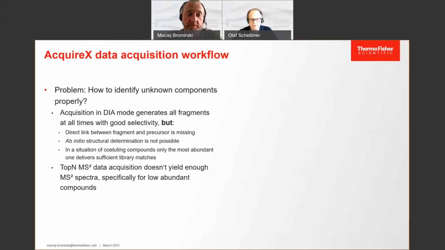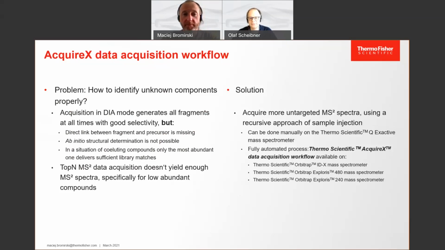On the other hand, if you run top N MS2, which is the method of choice for many, you don't yield enough MS2 spectra, because there are so many spectra to be triggered that no instrument in the world can really do that in the time given. So with one run, you get quite impressive numbers of MS2, but still you're not covering everything. Especially if you look into residue analysis as an example, where the abundances are very low, you will not capture them. But the good news is we have a solution for that.